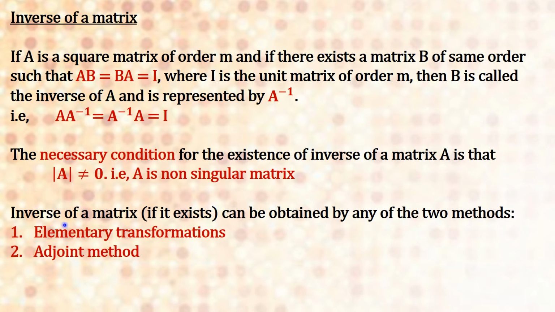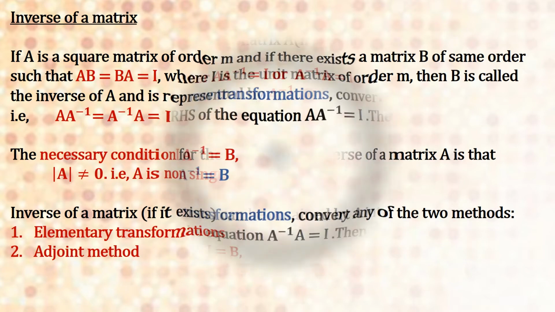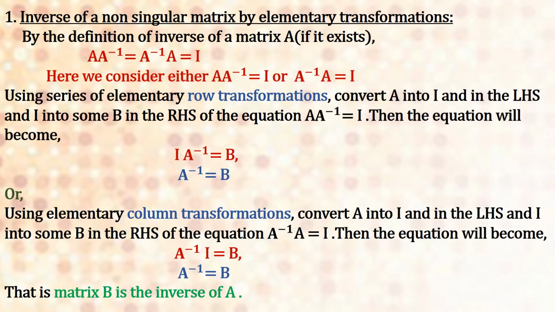Now, there are two different methods to find out the inverse of a matrix. They are elementary transformations and adjoint method. First one, inverse of a matrix, especially non-singular matrix, by elementary transformations. We already learned what are elementary row transformations and column transformations.